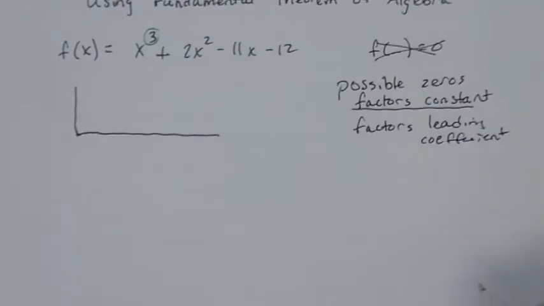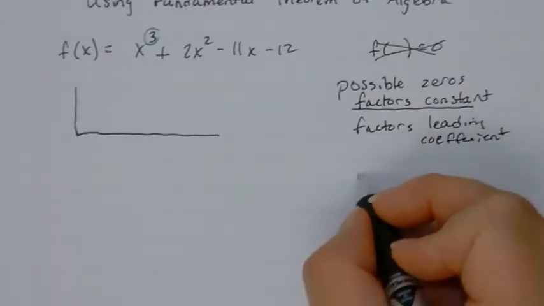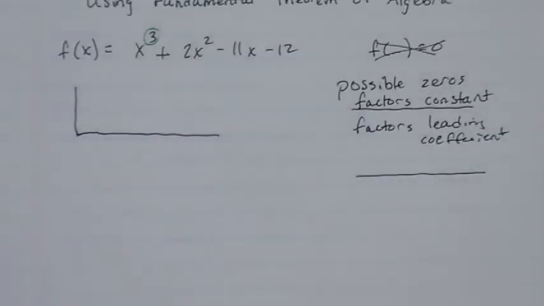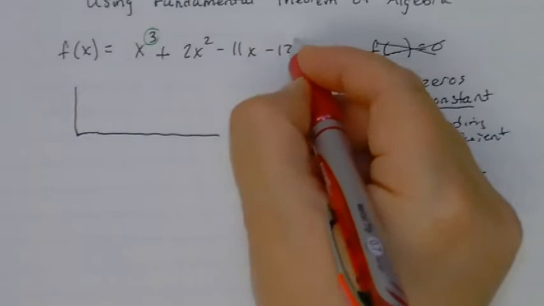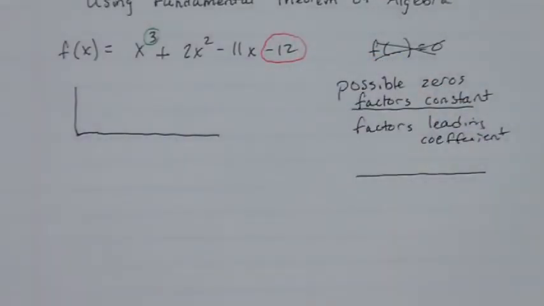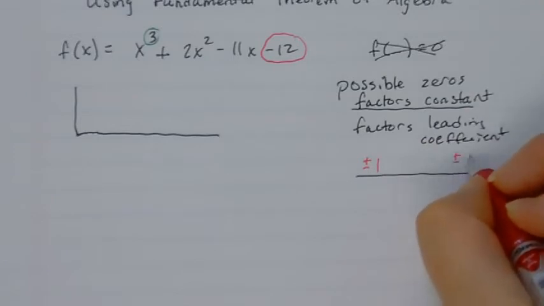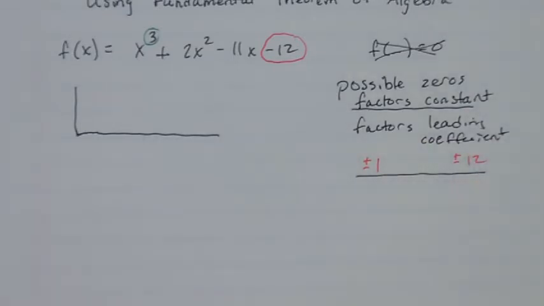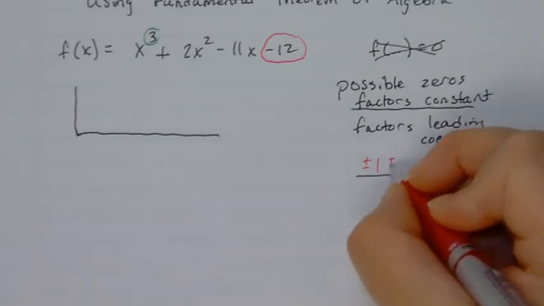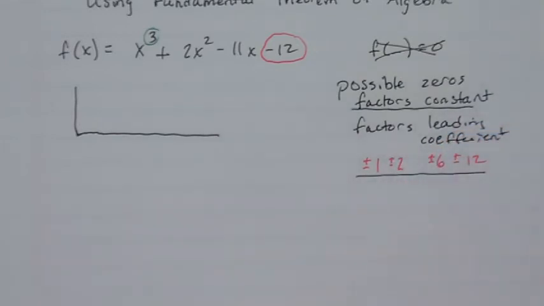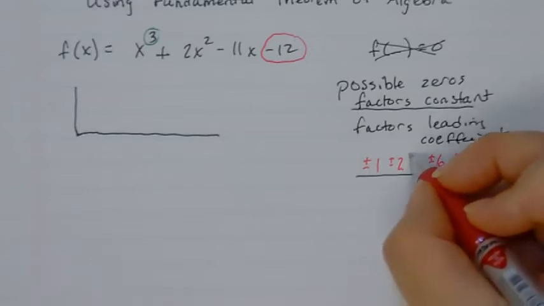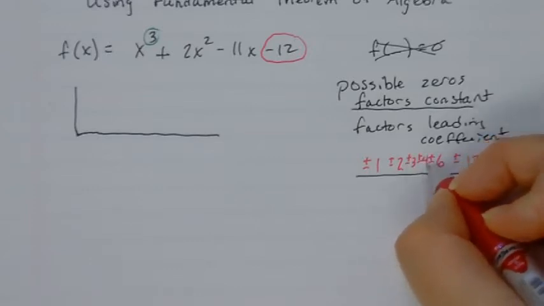So let's find a list of possible zeros for this problem. So I'm going to divide the factors of my constant term. This is the constant term. What numbers could I multiply to give me 12? It could be 1 times negative 12 or negative 1 times positive 12. So I know that it could be a positive or a negative 1 or a positive or negative 12. Another set of numbers that would give me 12 would be a positive and a negative 2, a positive and a negative 6. It could also be a positive and a negative 3, and a positive and negative 4.